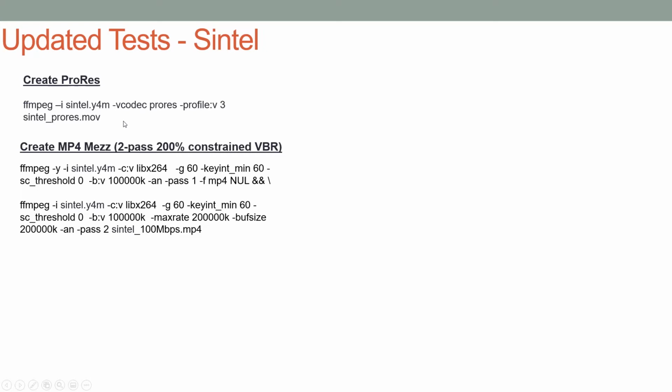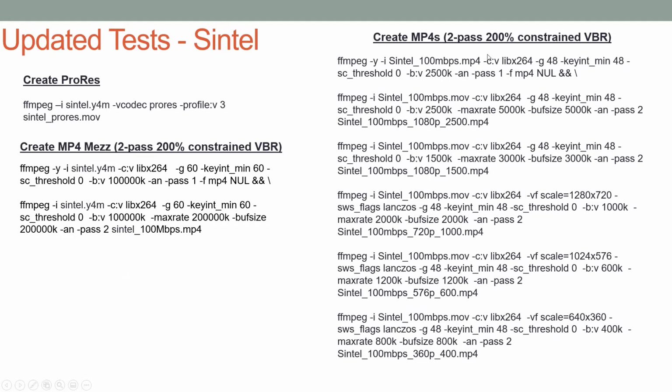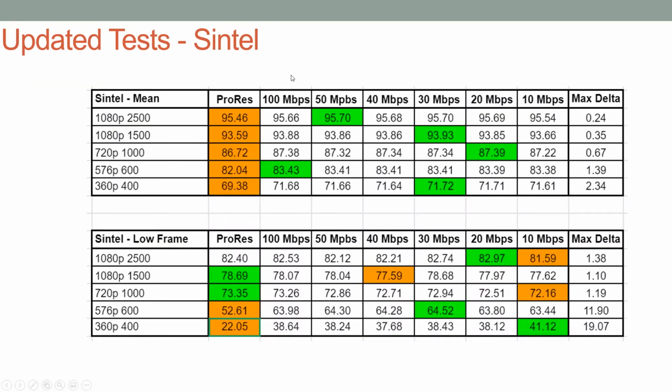And here's how I created the ProRes files. Here's how I created the MP4 files, the mezzanine files. It was 2-pass constrained VBR encoding. And here's how I created a full encoding ladder. So we had one pass up here, and then we used that one pass for all of these outputs. And then here are the results.